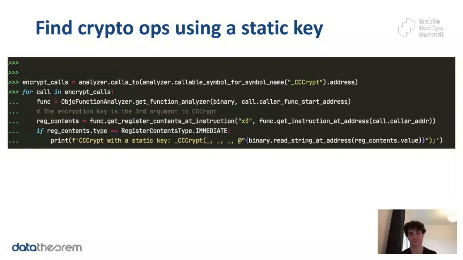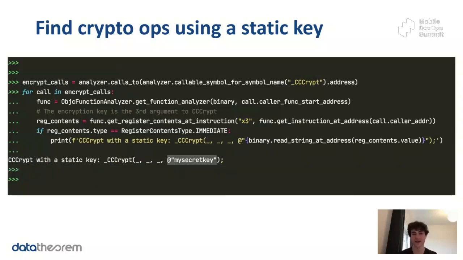Now, the value of that register is not going to be a string, because registers can only hold numbers, they can't hold strings. It's instead going to be a pointer to a string, to somewhere else in the Mach-O. So we could go ahead and use this API, read string at address. If we run this, you can see we've managed to find a CCCrypt call with a static key, and there's the static key that we've embedded in our binary. You could use this sort of code sample either defensively or offensively, searching for statically embedded keys in black box binaries.